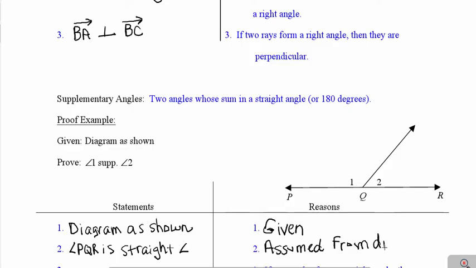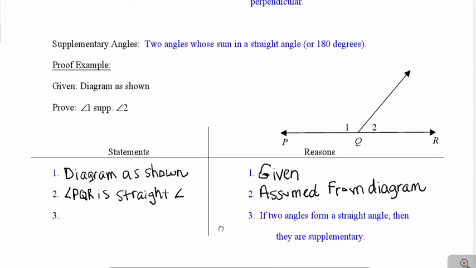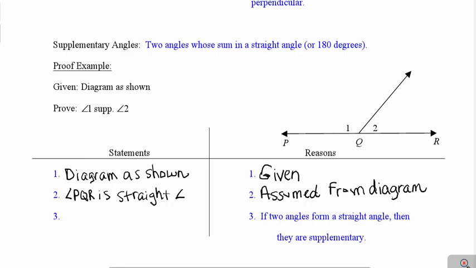So therefore, if two angles make up a straight angle, then by our definition of supplementary, we can go to our proof statement, our final conclusion. So statement number 3 is going to say our proof. Angle 1 is supplementary to angle 2. The reason for this comes from our definition of supplementary angles. If two angles form a straight angle, then they are supplementary.